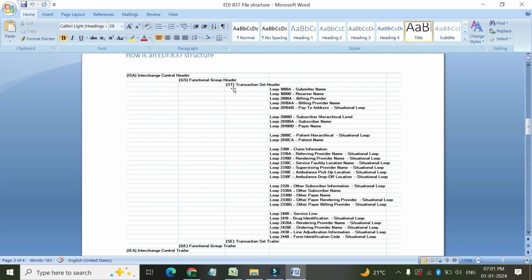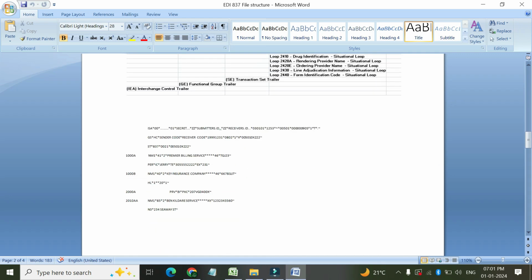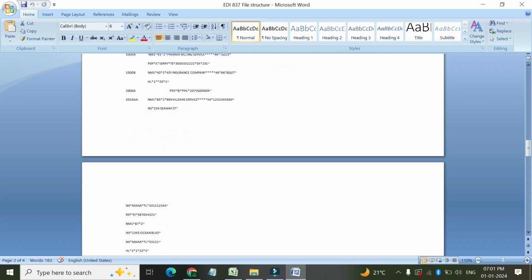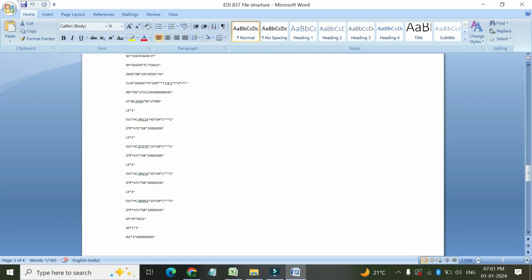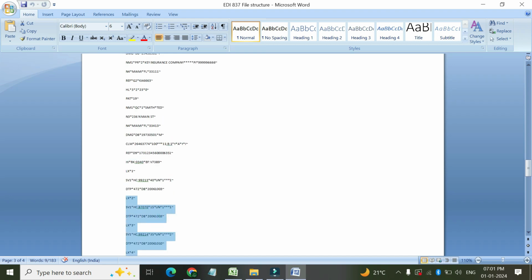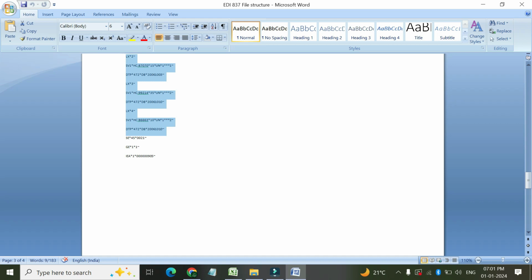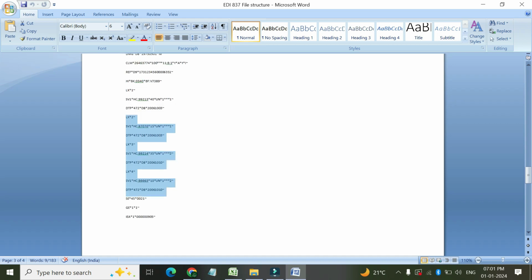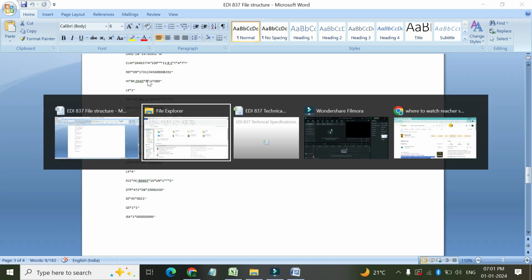For example, this is the ST segment, the transaction set header, so the start of this transaction basically. If you see this EDI file, between one ST-SE segment we have just taken one claim here right now, but there can be multiple claims between an ST-SE segment, and what the implementers or the developers advise is that we keep the number to 5,000 claims, but it's not necessary.